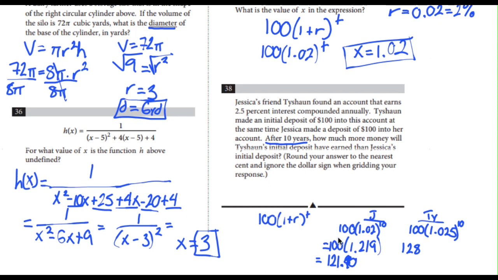$128. And they're looking for the difference between these two values. All we're going to do is subtract them. And we're going to get $6.10. This is the difference after 10 years, given the situation that they explain in number 38.